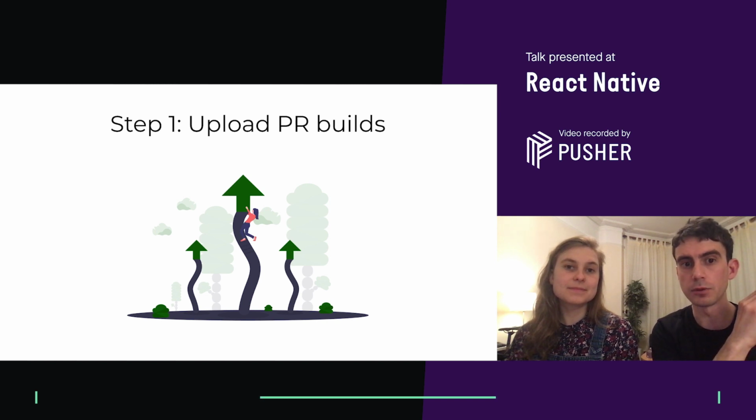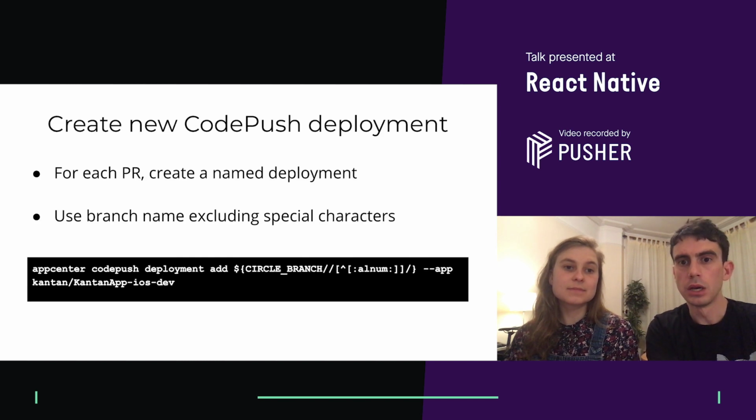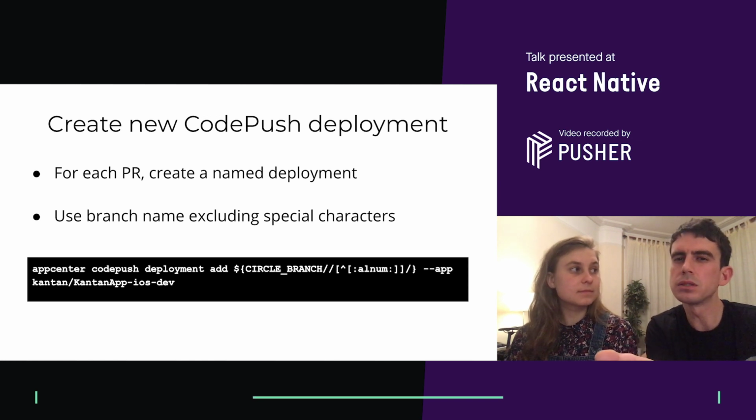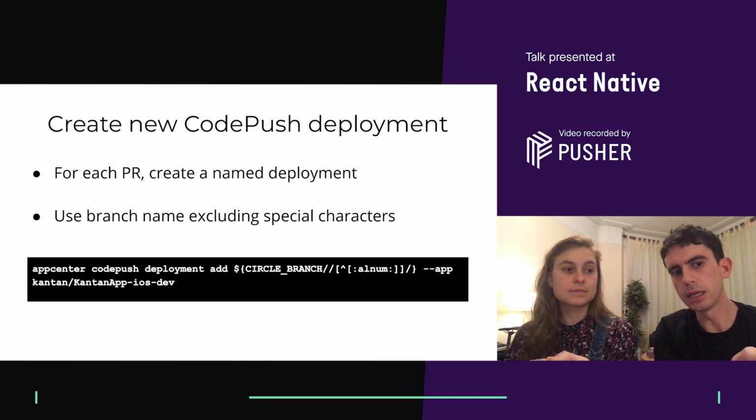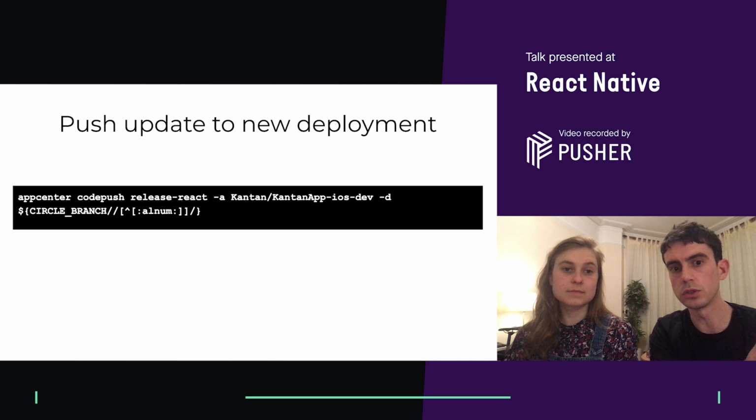The first step is, of course, to upload these builds as I just described. The way we did this with App Center, I don't know if you're familiar with App Center, it's got this idea of named deployments. For each PR, we create a named deployment, which is like a bucket for different versions of bundles. So you create a bucket with a name that matches the PR name, and you push on each PR. When you create the PR, you create that bucket, and then you push the new version to that deployment.